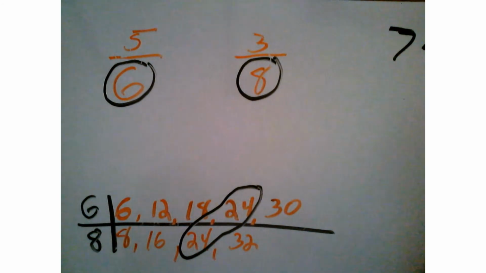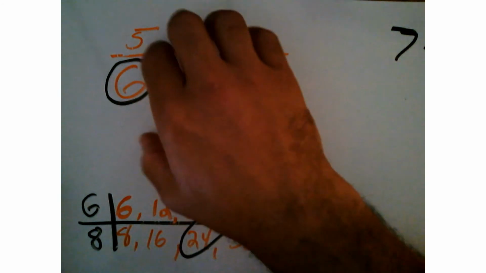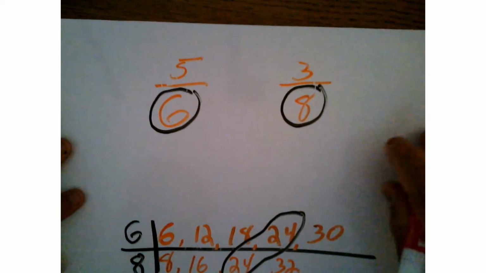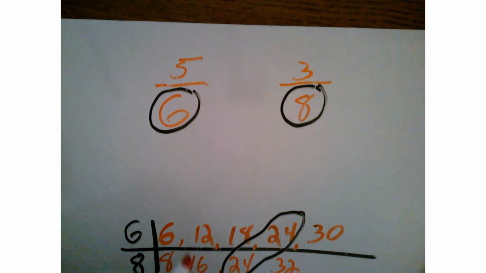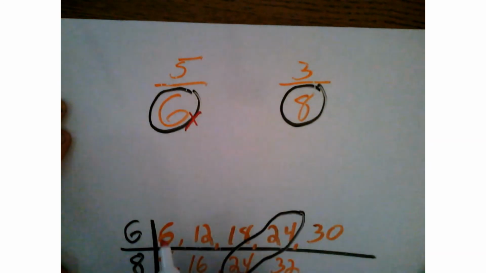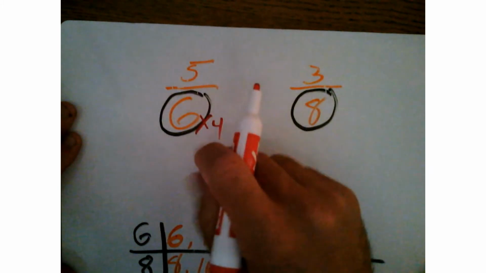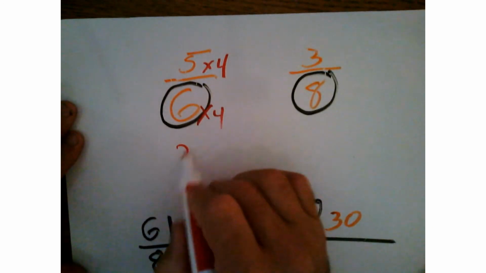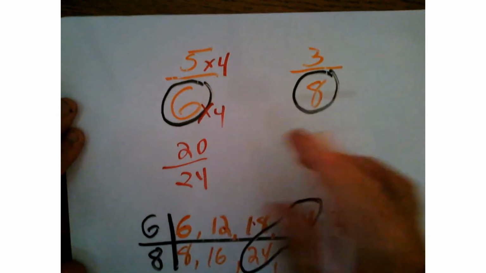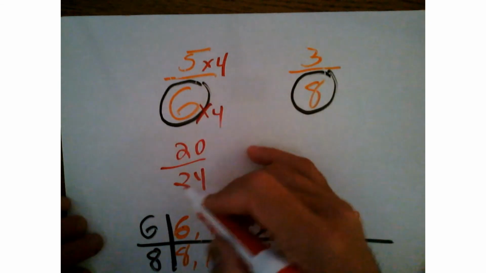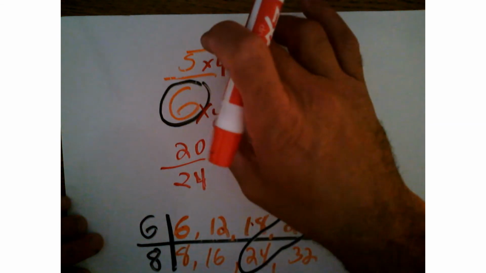So now that we've established that 24 is our common denominator, we can go back up to our original fraction. All that tells me is I need to turn these into fractions with a denominator of 24. And I know that 6 times 1, 2, 3, 4 is 24. Whatever I do to the bottom, I do the same to the top. So my new fraction will be 20 over 24. They're equivalent. They mean the same thing. It just changed the denominator and changed the numerator, but we did it equally. So these are worth the same amount.